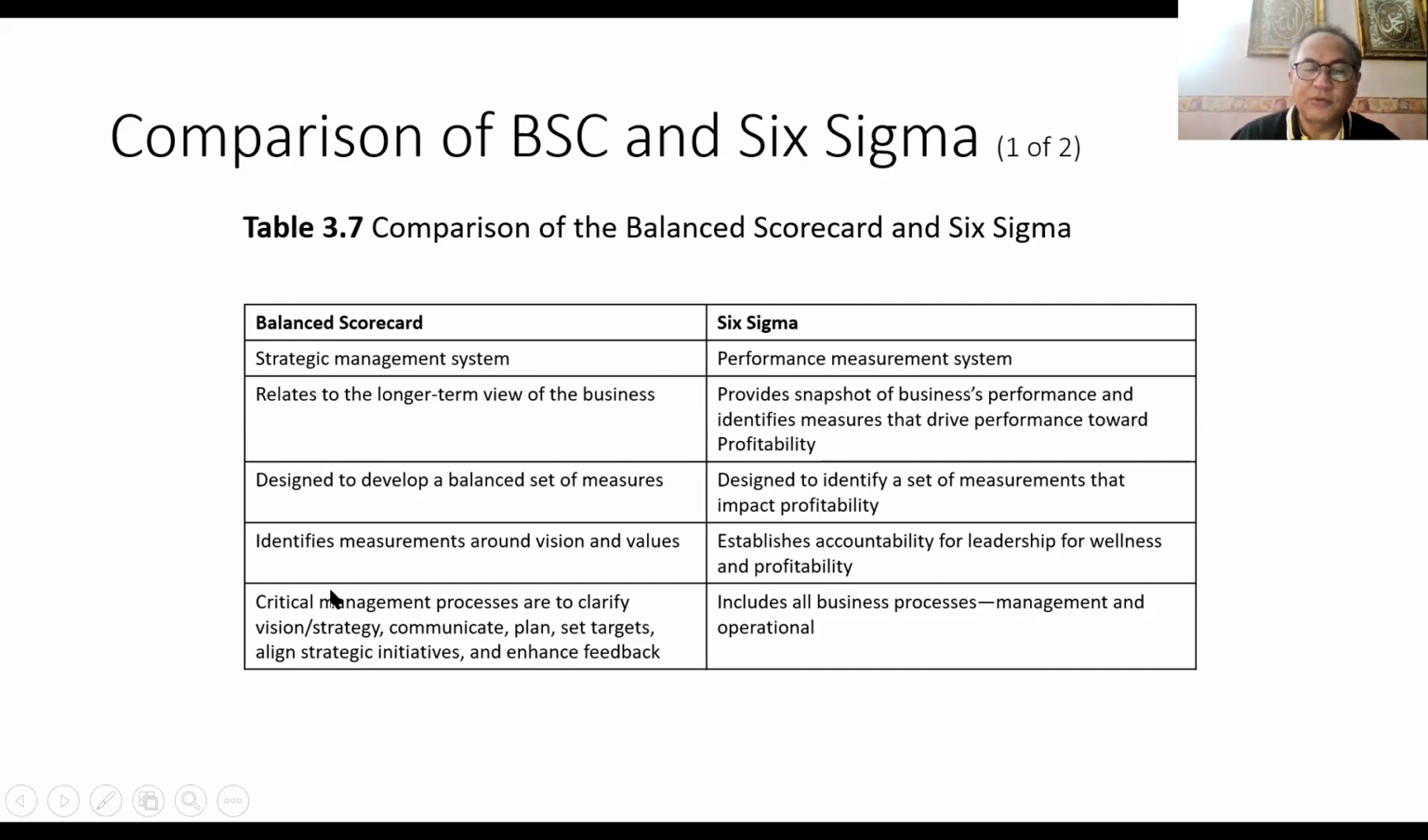And then the balanced scorecard measures around vision, because it starts from the strategic level, vision and values. Six Sigma is more operational. It looks into accountability for leadership, for wellness and profitability. And then the balanced scorecard looks at critical management processes: how to clarify vision and strategy, communicate plans, set plans, align strategic initiatives, and enhance feedback. Whereas Six Sigma includes all business processes, management and operational.